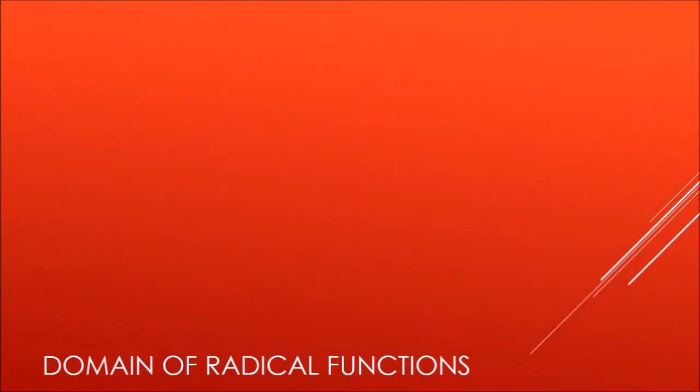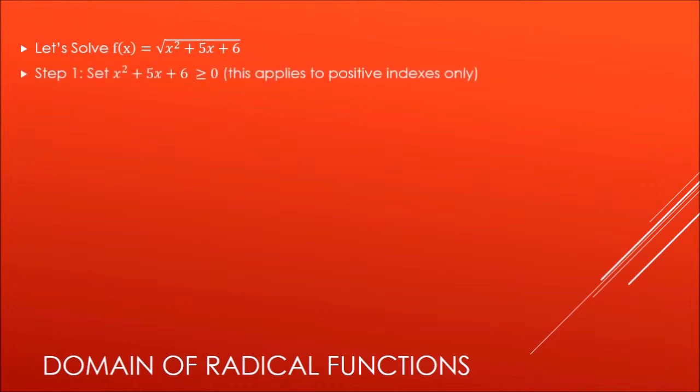So the domain of radical functions. Let's solve the first one. f of x is the square root of x squared plus 5x plus 6. So our step one is to set the radicand, or what's underneath, as greater than or equal to 0. Now I do want to say that this applies to positive indexes only.